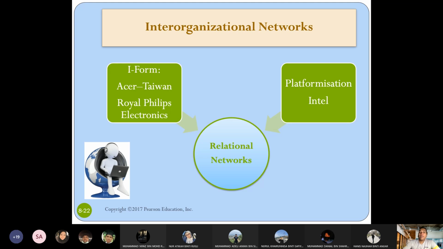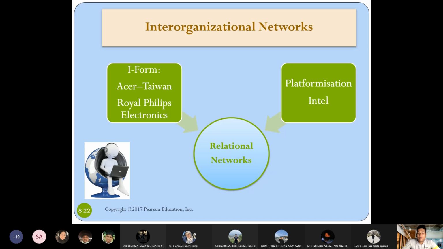All right, so if you look from here at the relational networks, they must have two things. The first one is IFOM. They have the example of the organization or company from Acer from Taiwan, and then Royal Philips Electronics. And then another one, they have platformization, and then the example of the company is Intel.